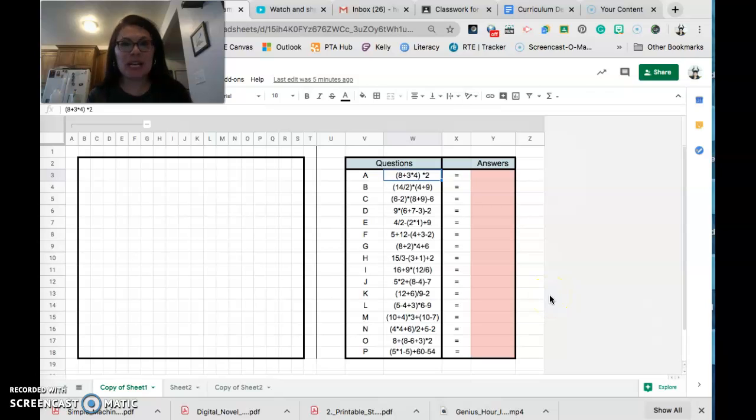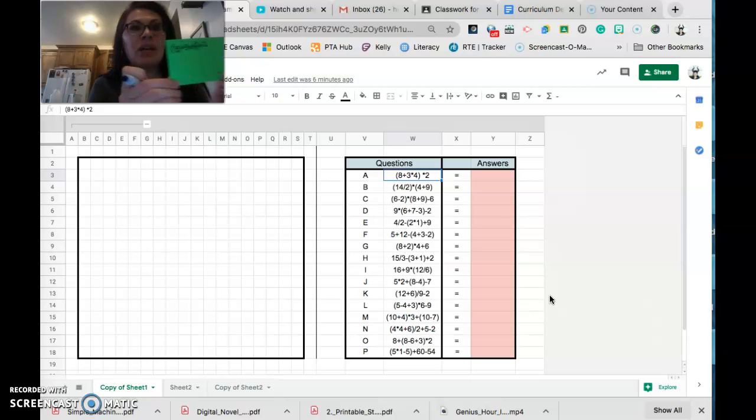Parentheses 8 plus 3 times 4 parentheses times 2. All right, so I am thinking in my head, okay, I have to do parentheses, multiply, divide from left to right, and then add, subtract from left to right. So I know I have to do what's in the parentheses first. So now I have 8 plus 3 times 4. And because of the order of operations, I know that I have to do 3 times 4 first. So I'm going to write this on my card. So I have 8 plus 3 times 4 times 2.